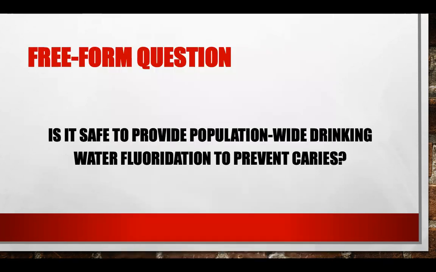So one example of a free form question is: is it safe to provide population-wide drinking water fluoridation to prevent caries? This is a free form question that a researcher can float.